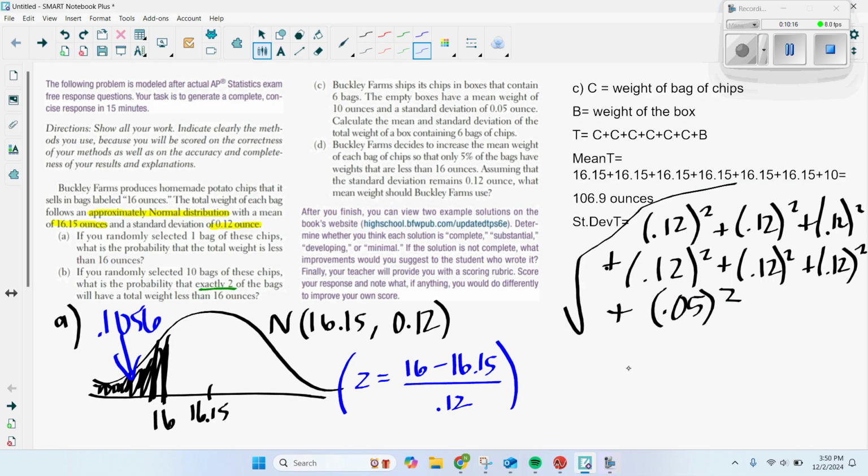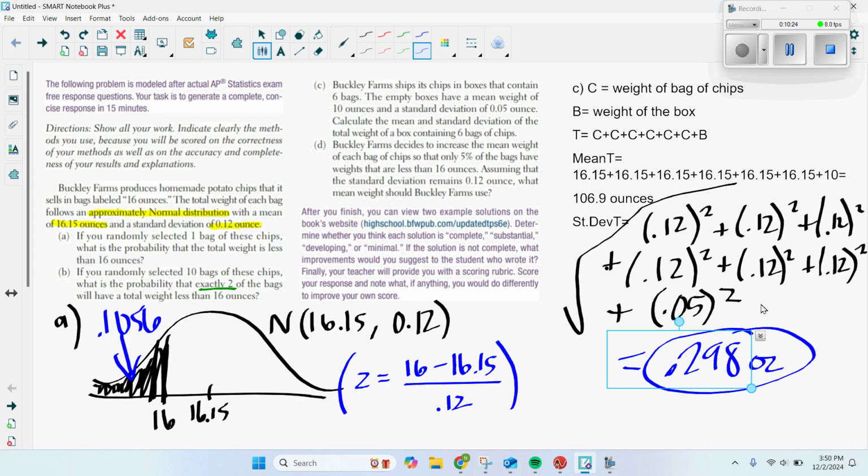And I'm realizing that I got a different answer than the back of the book. And I'm honestly not sure why. I think that maybe the back of the book is wrong, because I double checked it. So I got 0.298 ounces. So that is part C. I have the mean and I have the standard deviation right here.